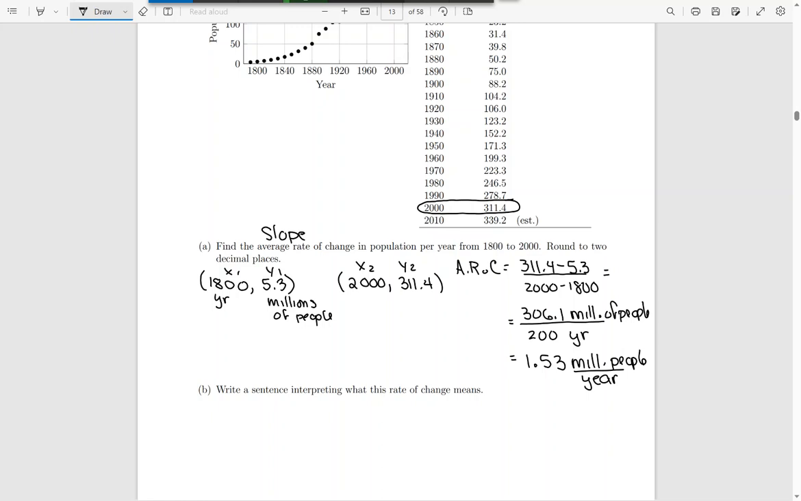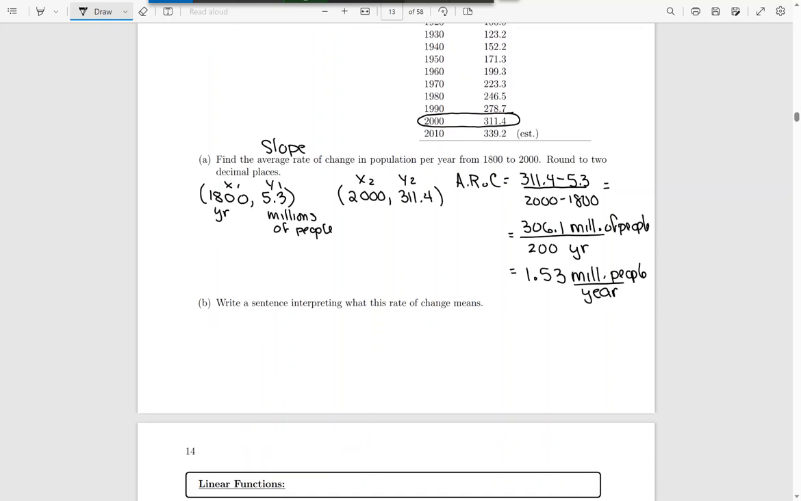You've got to put the per year on there, because it's not just that there was an increase of 1.53 million people, but it's 1.53 million people each year since the 1800s. So how I interpret that, I go back to that general template that I had on the first question. I start out with on average, because each year it may not be exactly 1.53 million people. That may not be the exact number that's the increase. It may be a little more, maybe a little less, but on average it turns out to be about 1.53.